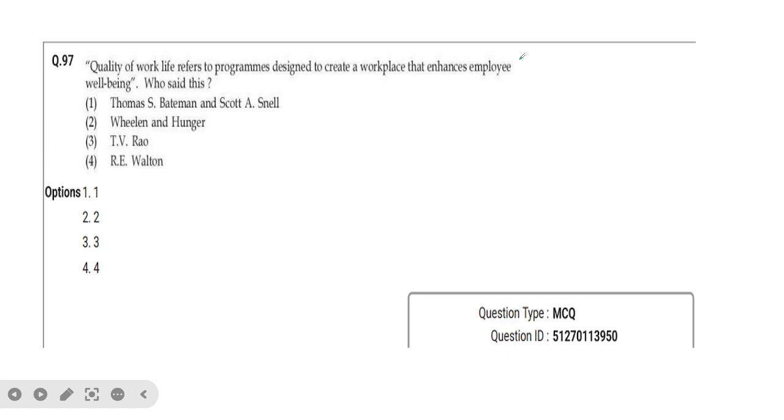Question number 97: quality of work life refers to programs designed to create a workplace that enhances employees' well-being. Who said this? The answer is option 1, that is Thomas S. Bateman and Scott A. Snell. Option 1.